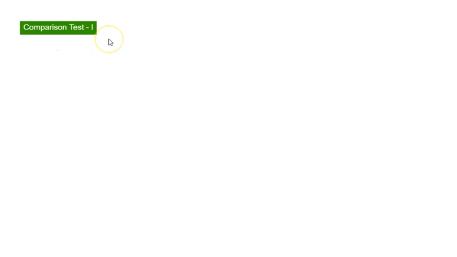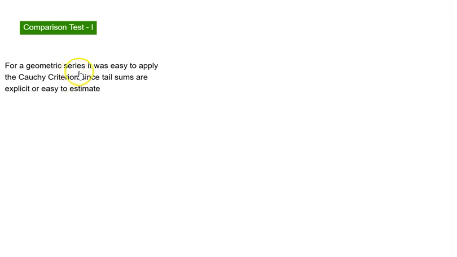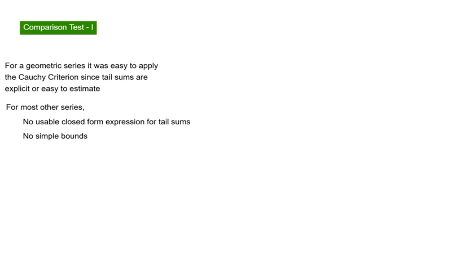Let us look at comparison test 1. Now we have seen for a geometric series, it was easy to apply the Cauchy criterion since tail sums are explicit or easy to estimate. For most other series, there is no usable closed form expression for tail sums, no simple bounds, and no uniform control in the parameter p.